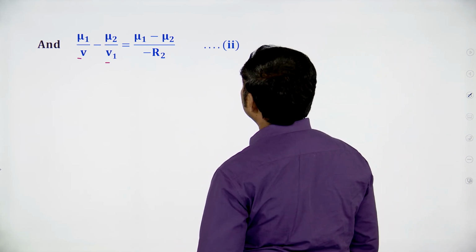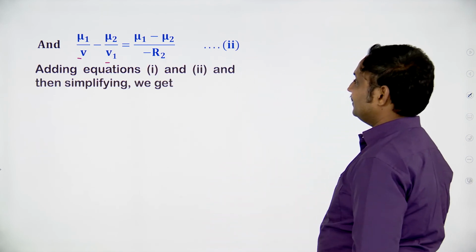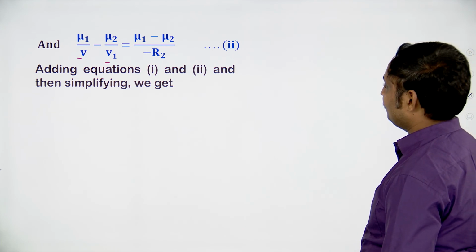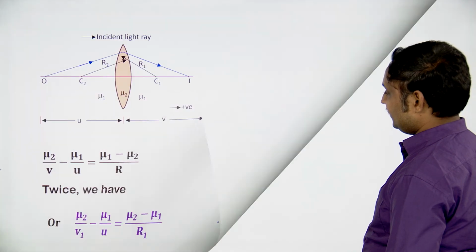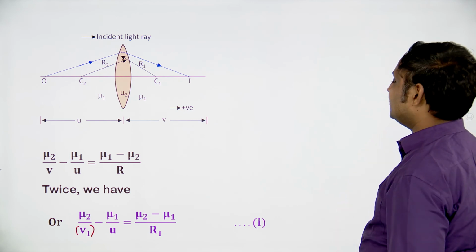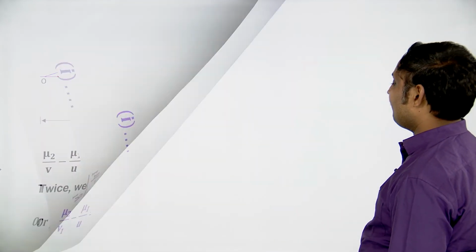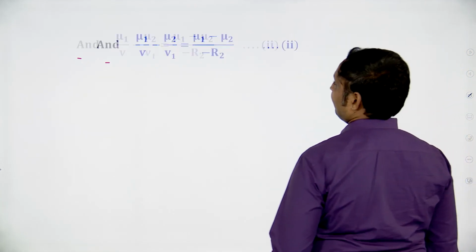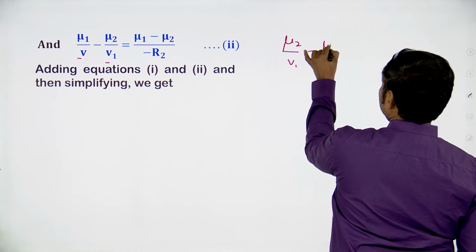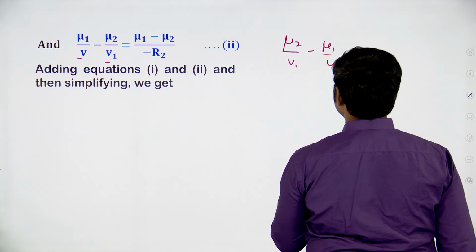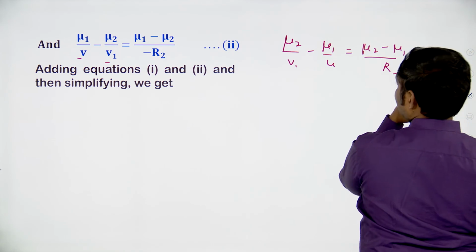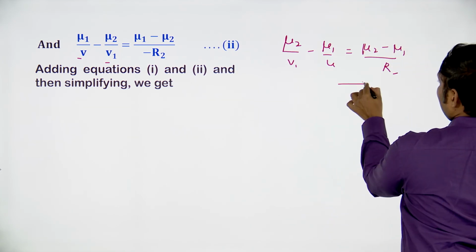We would like to solve the problem by adding equations 1 and 2. This is going to be equation 1. Mu 2 by V1 minus mu 1 by u is equal to mu 2 minus mu 1 by r. It's very clear, this is equation number 1.